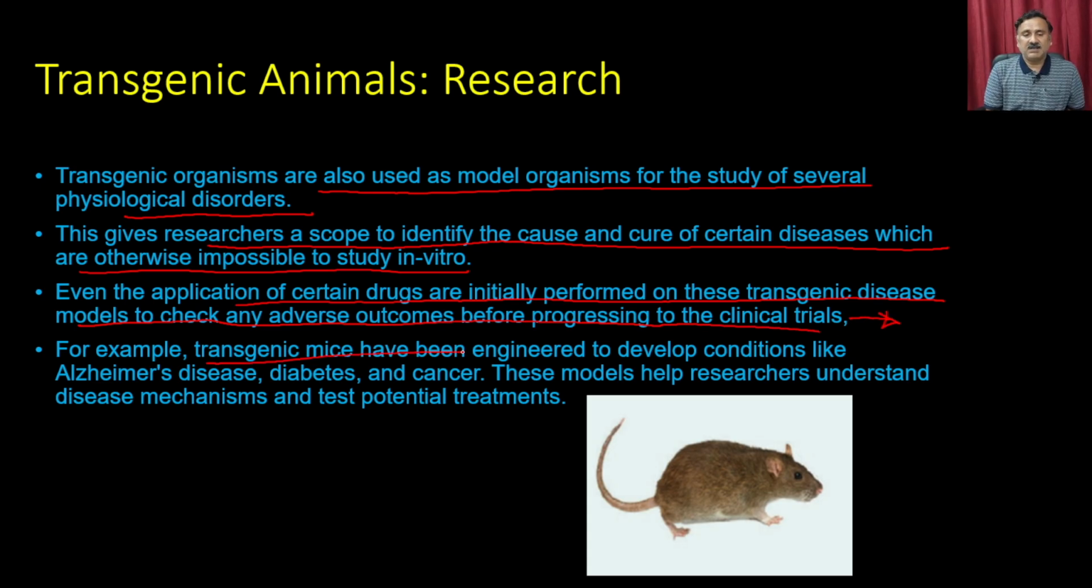For example, transgenic mice have been engineered to develop conditions like Alzheimer's disease, diabetes and cancer. This model helps the researchers understand the disease mechanism and test the potential treatment.